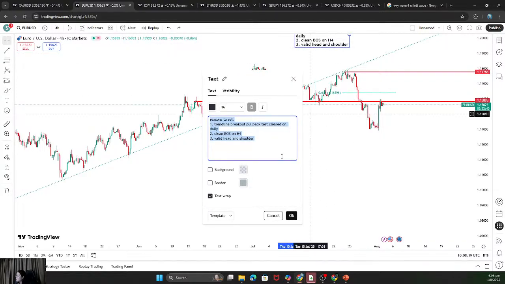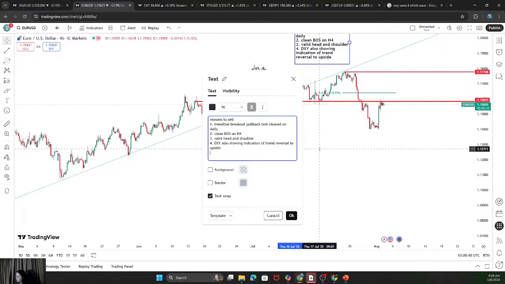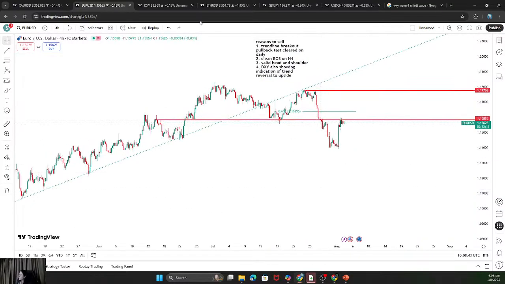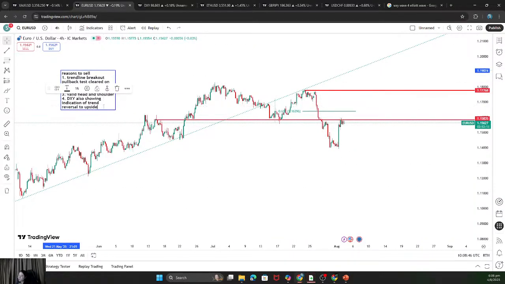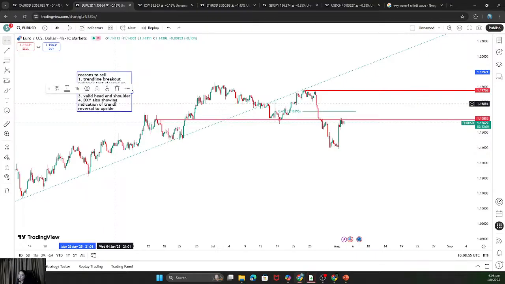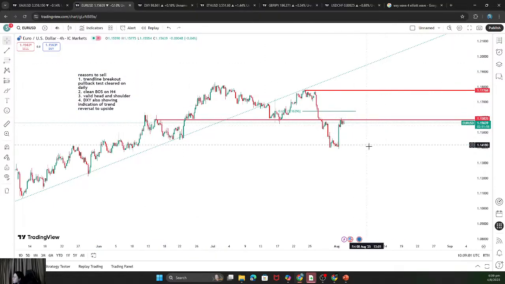Okay, so DXY. Okay, I think I'm happy with this. Also, last Thursday, I think the news came out good as well. I usually don't trade the news, but I so happen to be on the news that day. Okay, cool. Let's do the analysis now.